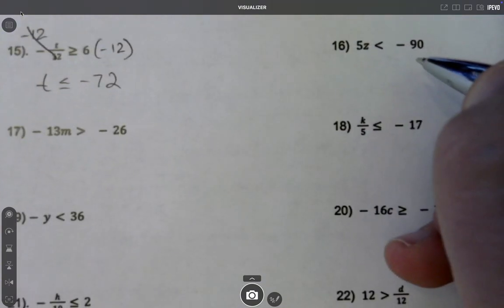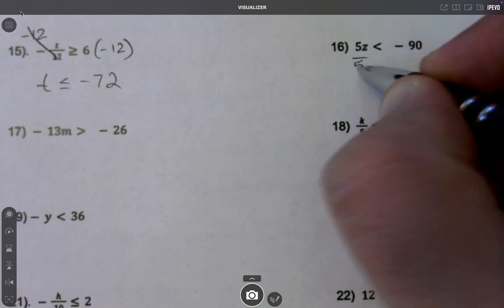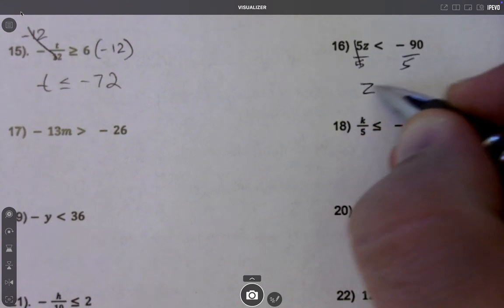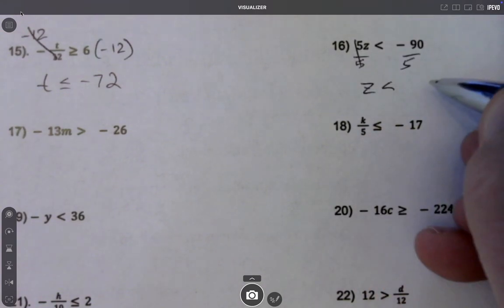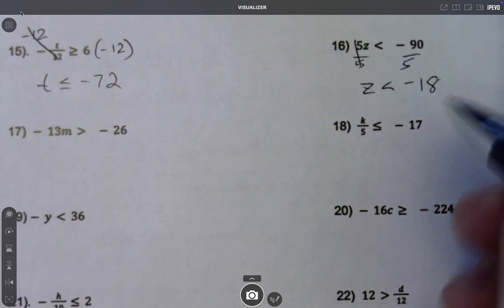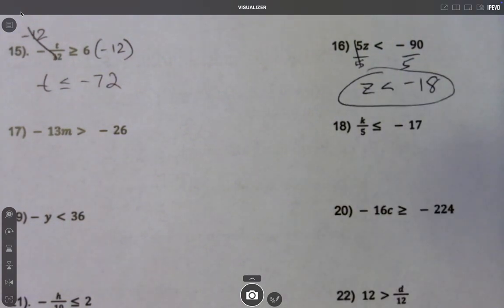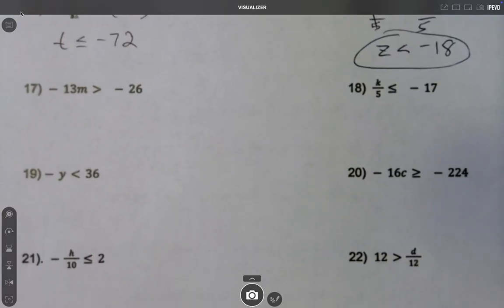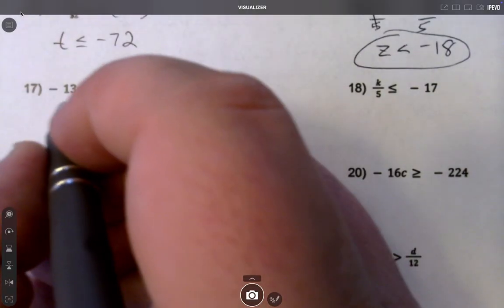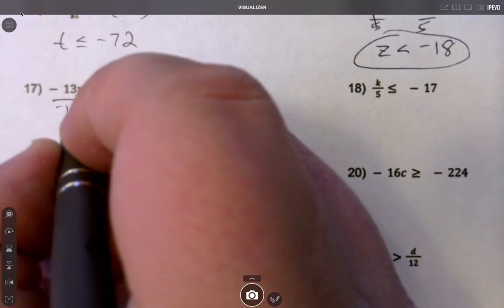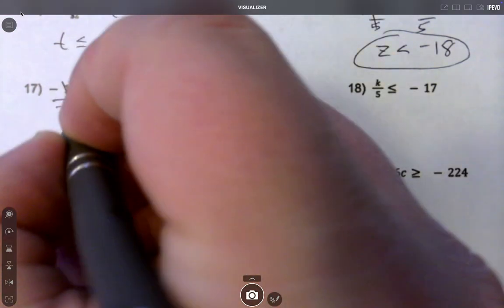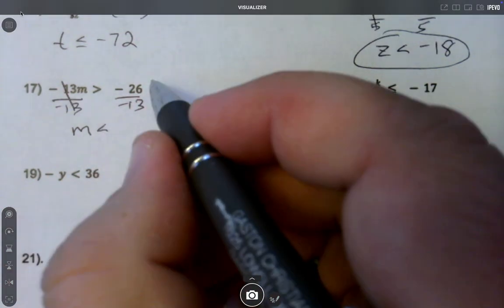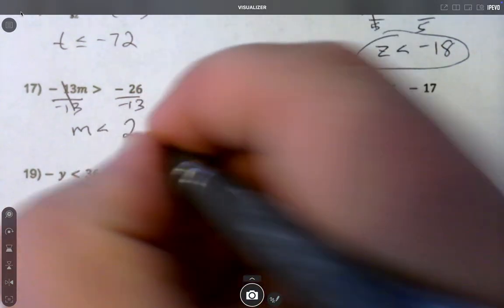Here I've got 5 times z, so I'll divide both sides by 5. I'm dividing by a positive number, so I get z is less than negative 18. On 17, we're multiplying by negative 13, so we divide both sides by negative 13. Since we're dividing by a negative number, we have to flip the inequality sign to a less than, and negative 26 divided by negative 13 is positive 2.